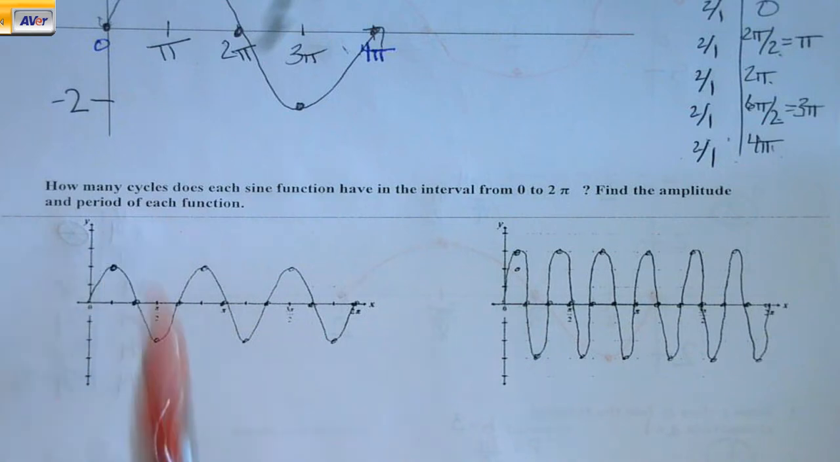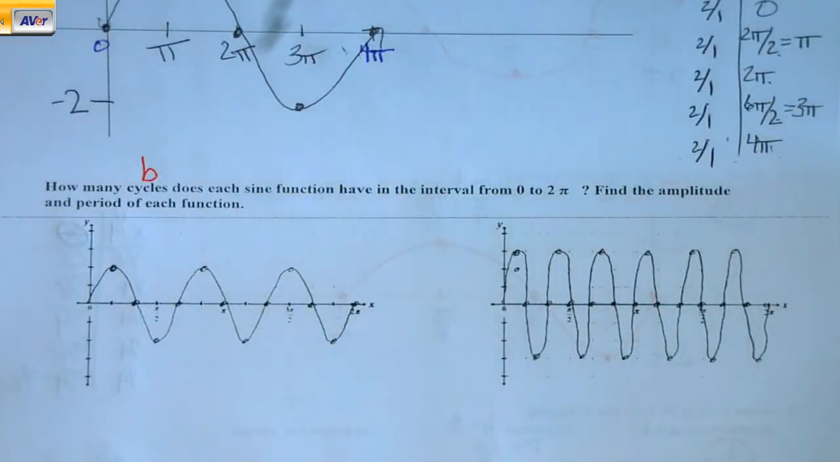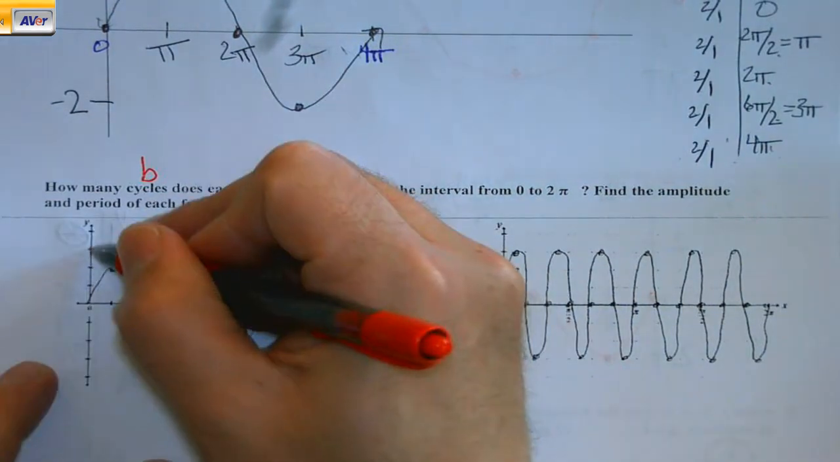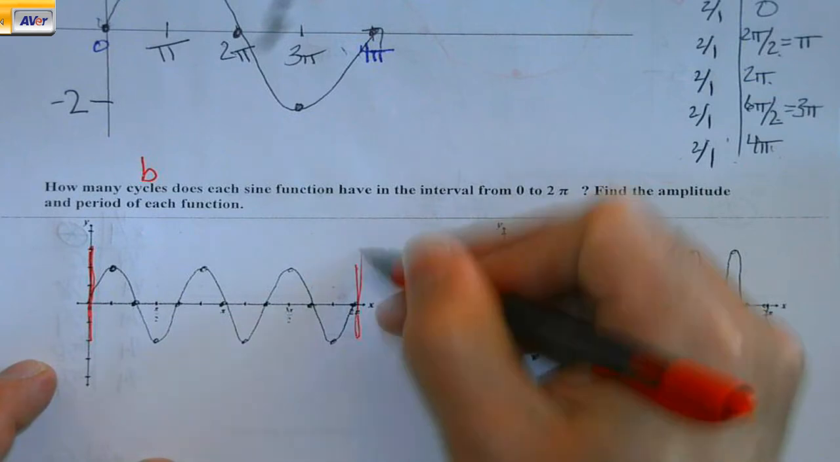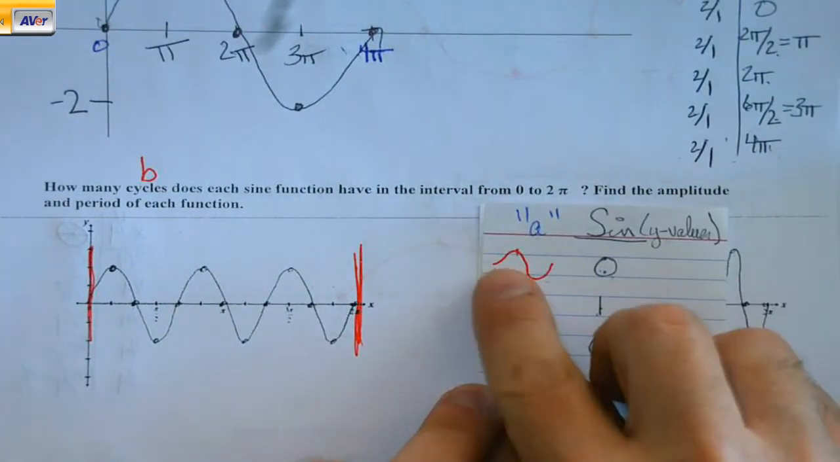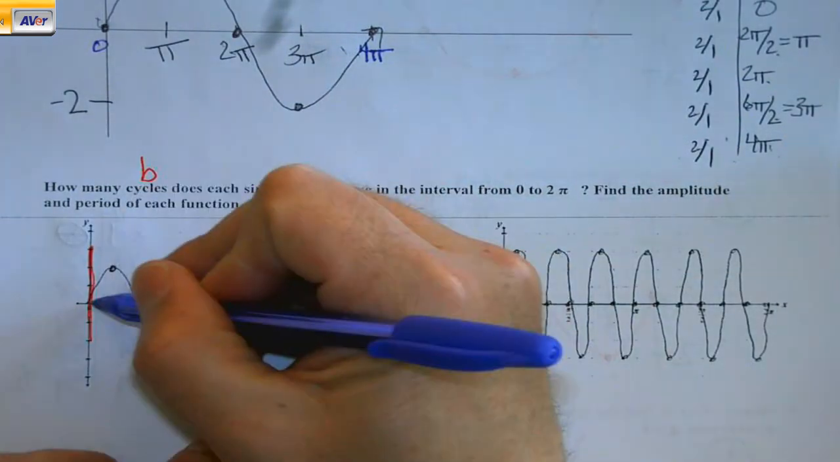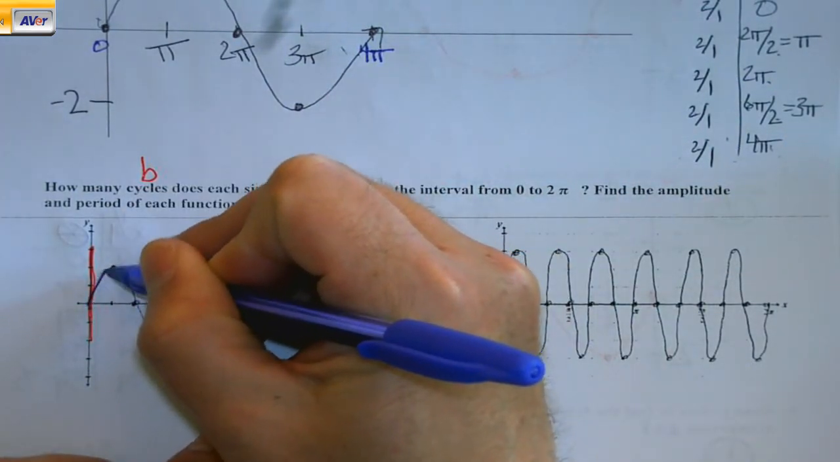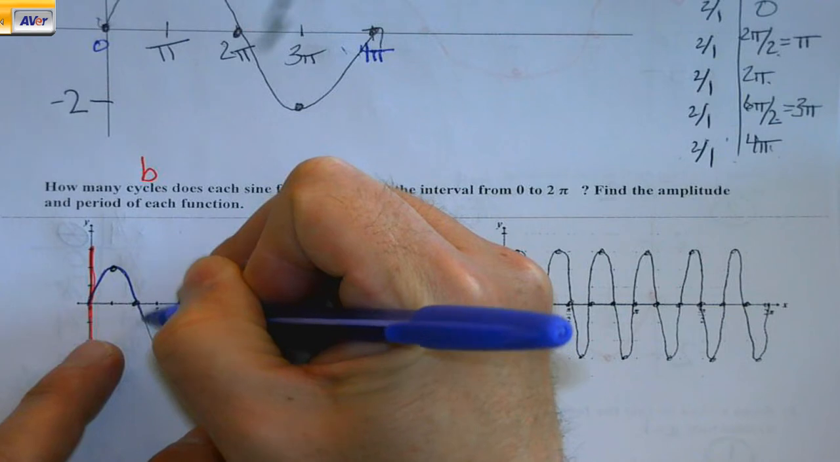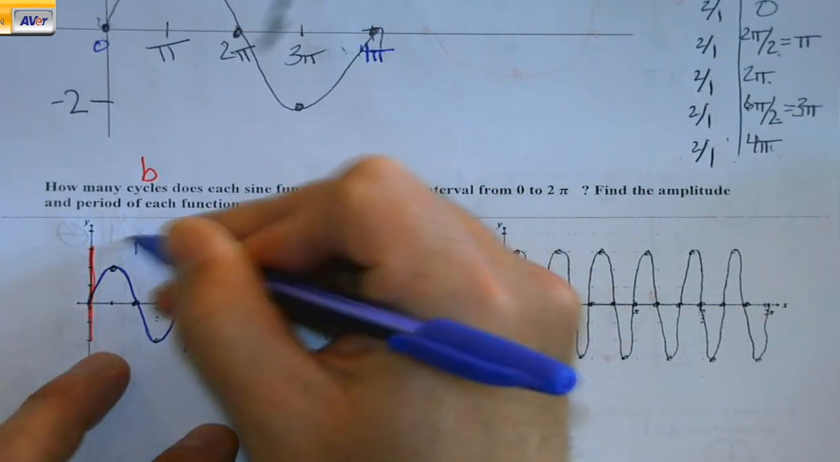How many cycles, what's the b value for each sine function in the interval from 0 to 2 pi? Find the amplitude and period. Okay, so from 0 to 2 pi, how many sine graphs are there? Now again, sines go up and then back down. And so what I would do is I'd start at the beginning here and I'd be like, all right, max, min, back to where I started, okay? There's 1.